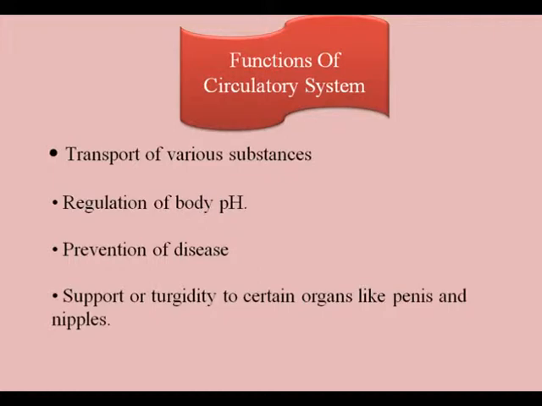Support or turgidity to certain organs like penis and nipples. So blood circulation supports turgidity to certain organs like penis and nipples. It is like a plugging in the areas of injury. It also acts as connective tissue, and blood circulation helps in disposal of cell wreckage. So these are some important functions of circulatory system.